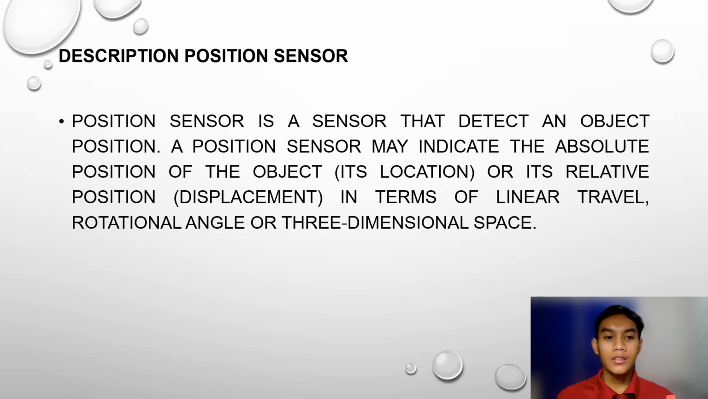Description: position sensor. A position sensor is a sensor that detects an object's position. A position sensor may indicate the absolute position of the object, its location, or its relative position displacement in terms of linear travel, rotary angle, or three-dimensional space.